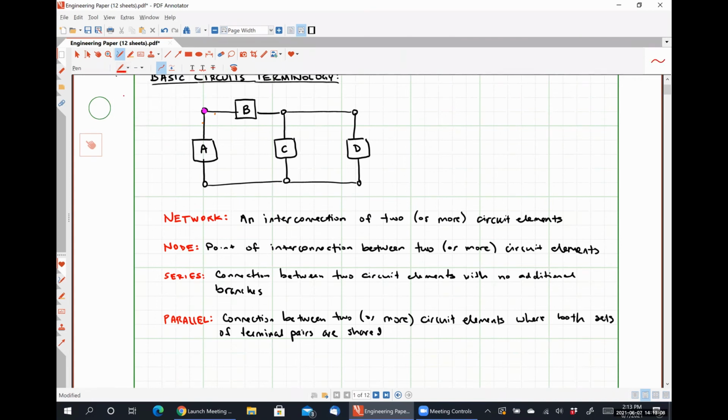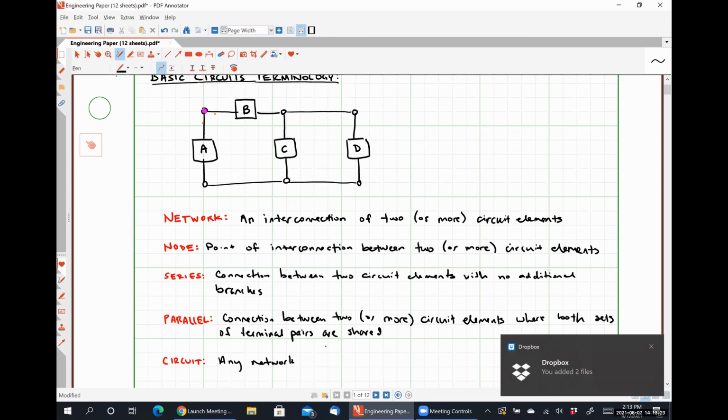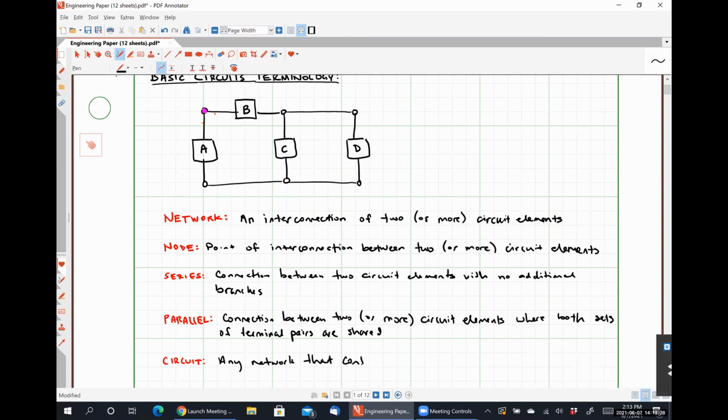A circuit is any network that contains at least one closed path.